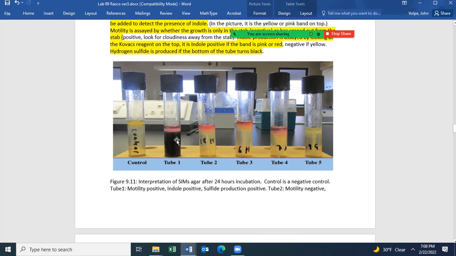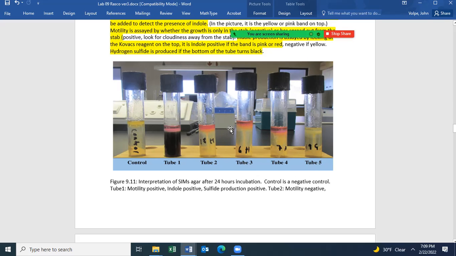Any question about that? So this is motile, and you only can tell from the black. This one is not motile. That one is hard to see, but it's not motile. And tube 5 is not motile, but tube 4 is motile. Only have a growth is away from the stab. And then you add Kovacs reagent to the top of the tube.